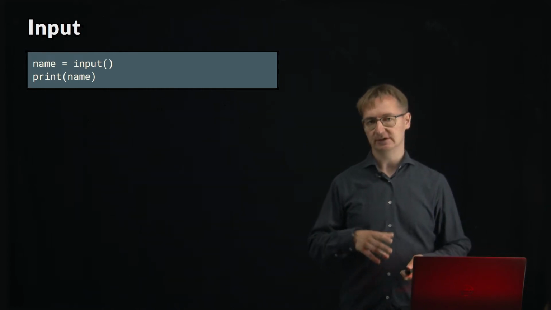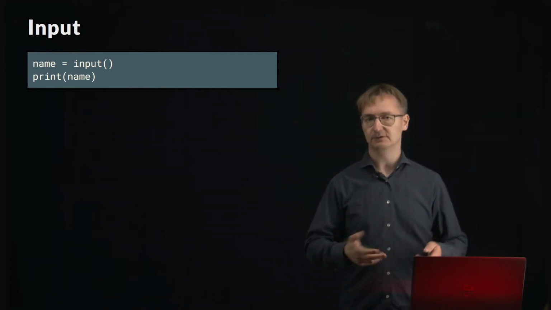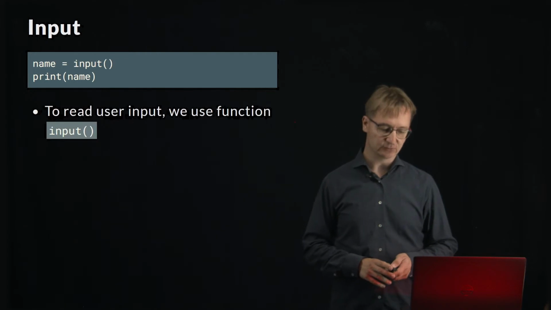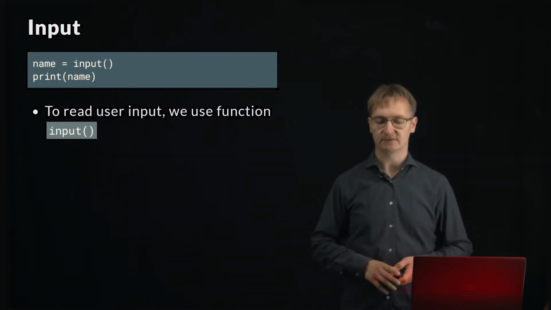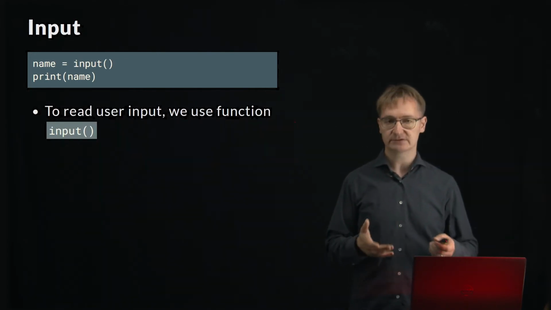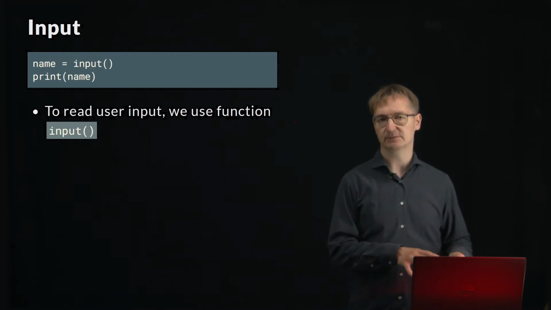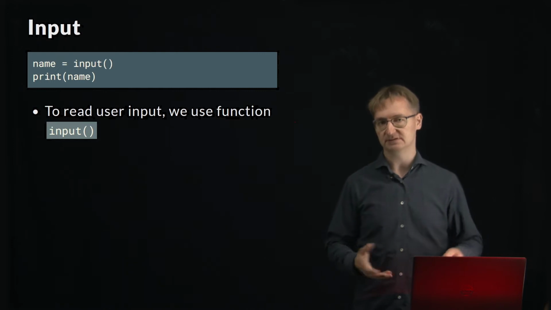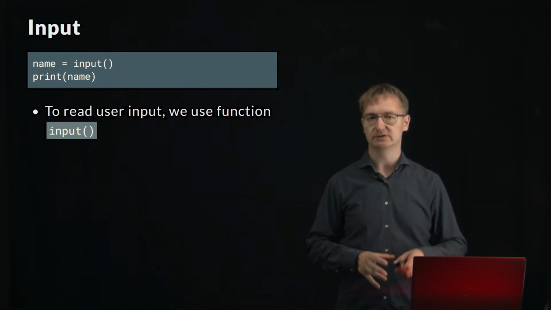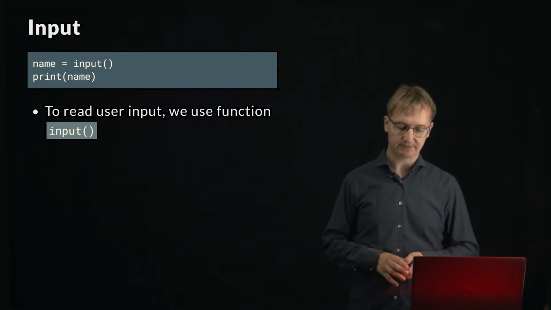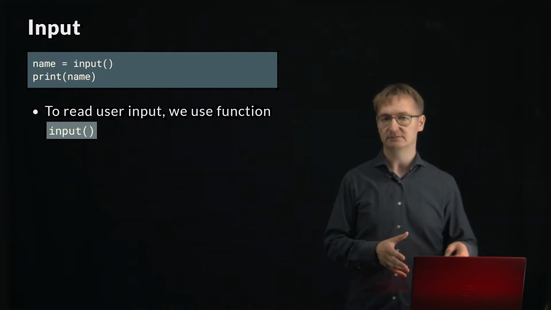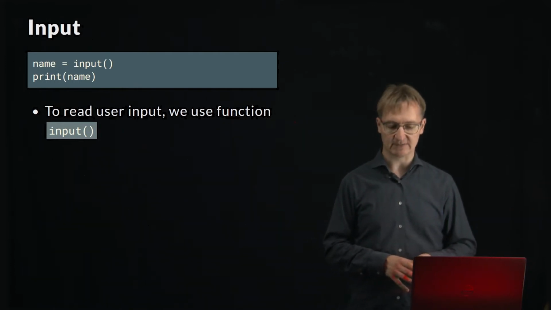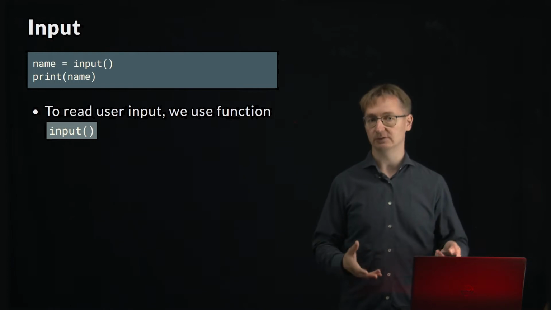Sometimes we would like to get some feedback or some input from the user. And to do that, we can use the input function. The input function basically reads something from the keyboard, and if the user presses enter, then the text is stored into a variable. In this example, everything the user writes is put into the name variable, and then we print out what was the name.